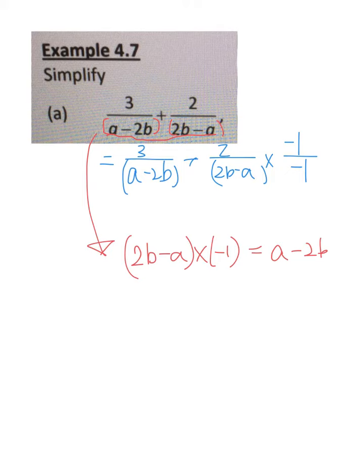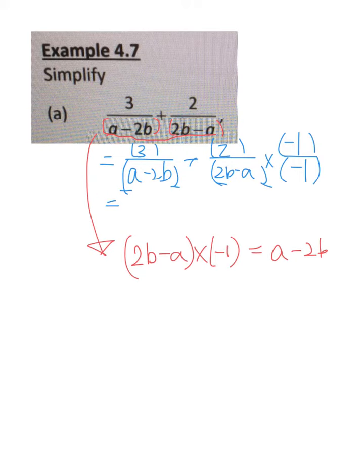But before doing that, just like what I showed you, please remember to add the brackets for the denominator or the numerator. So now we can do the operation.